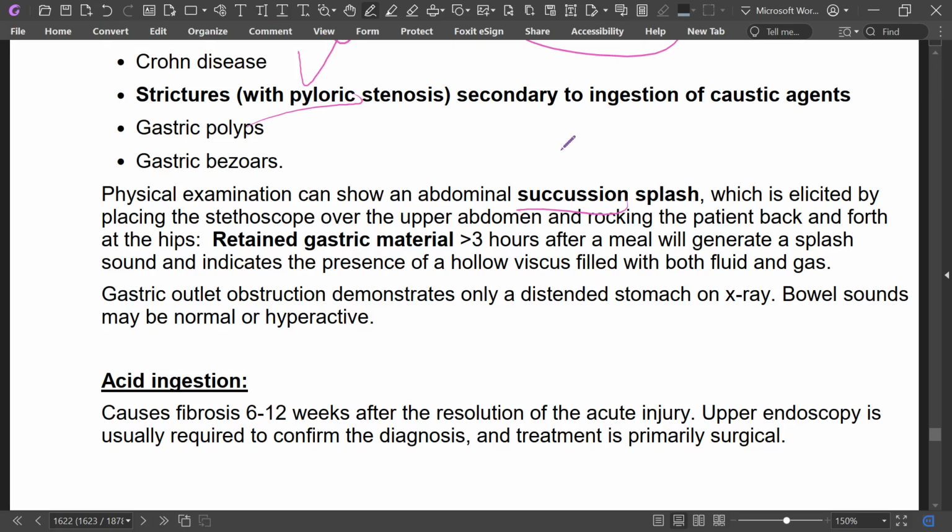Physical examination may show a succussion splash, which is elicited by placing a stethoscope over the upper abdomen. Retained gastric material more than 3 hours after a meal will cause a succussion splash.